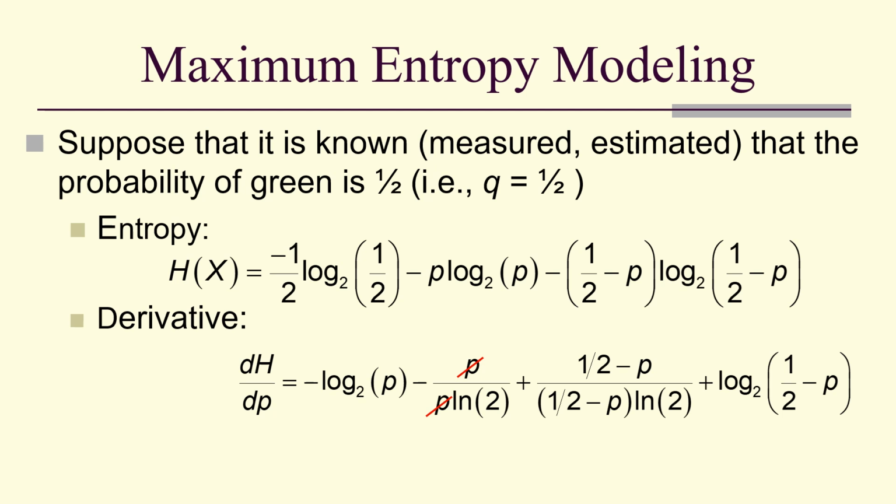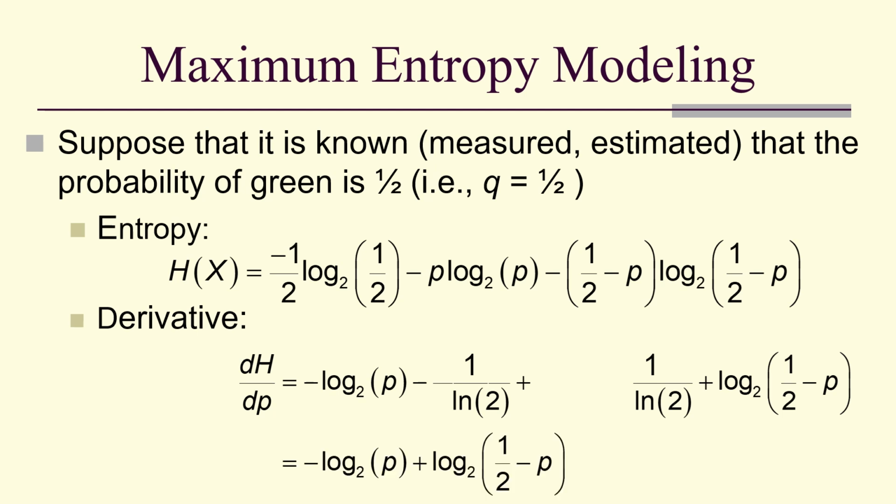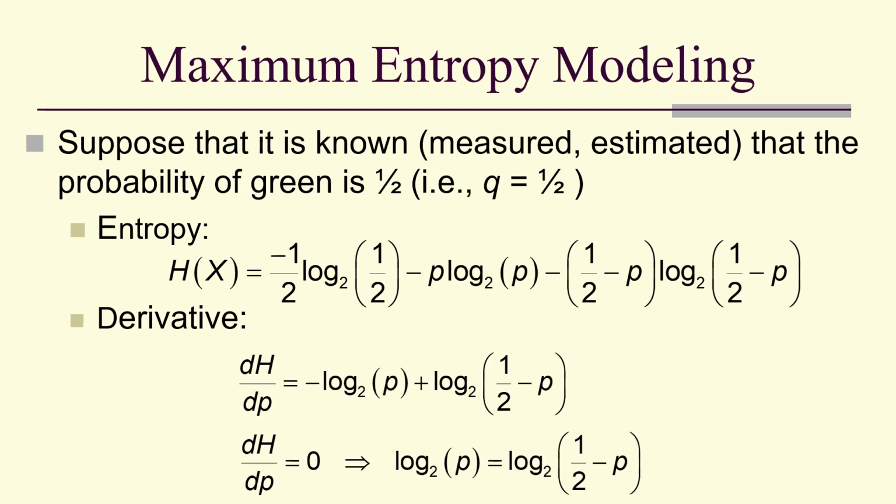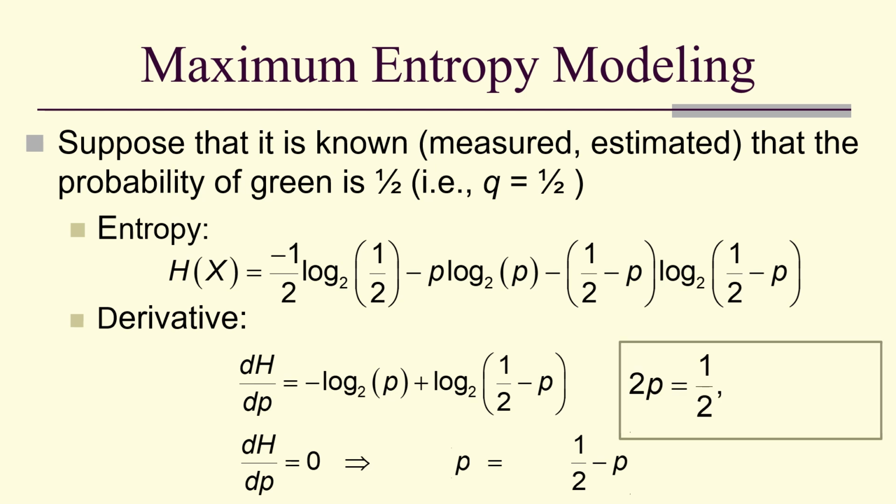Notice we can cancel the P's, cancel the 1/2 minus P's. We get a minus 1 over log 2 plus 1 over log 2 that cancels and gives us our derivative, which is negative log base 2 of P plus log base 2 of 1/2 minus P. The derivative is 0 when log base 2 of P is equal to log base 2 of 1/2 minus P, or when P is equal to 1/2 minus P, which is 2P equals 1/2, which is P equal to 1/4.